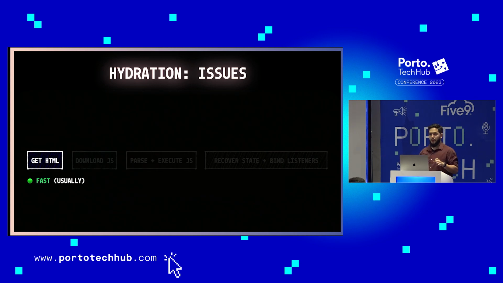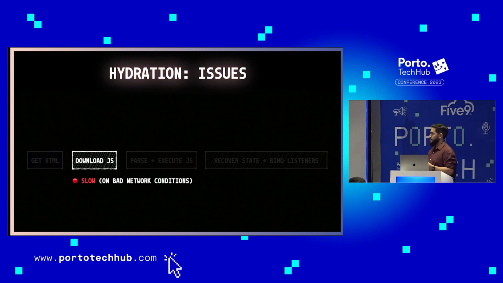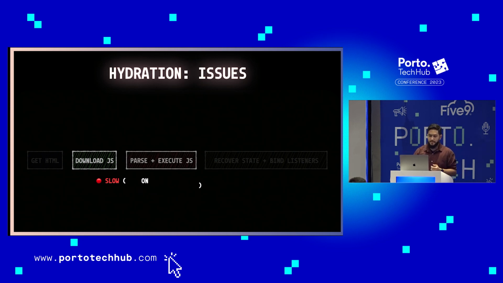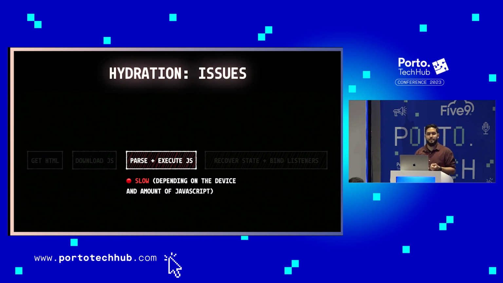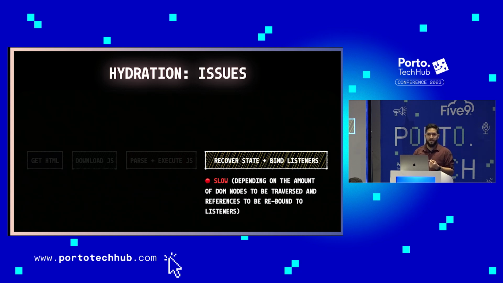And usually you start by getting the HTML, and that's usually fast. But then you've got to download the JavaScript, and this can be slow depending on the network conditions of your users. And then you have to parse and execute JavaScript, and this can also be slow depending on the kind of device they have. I'm talking about low-end devices, and also the amount of JavaScript you're sending. And last but not least, you've got to recover state and bind those event listeners. And this can also be slow depending on the amount of DOM nodes you need to go through, and also the amount of references that you need to rebind to those event listeners.